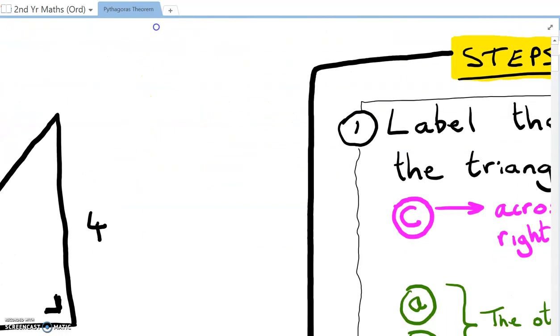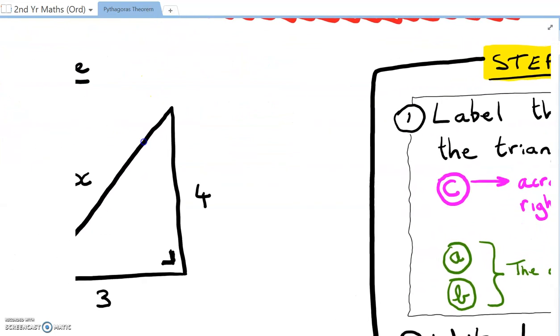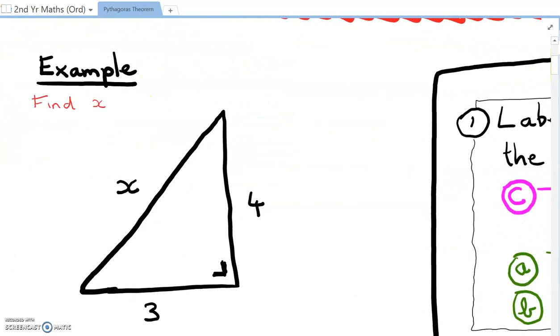So here's an example of a triangle that has a missing side. We're missing a side and we're asked to find it. You see here it asks us to find x. And x is this side along here, this longish side along here. Now they've given us the other two sides. We have two sides given to us. We have 4 and we have 3, but we're missing this side.